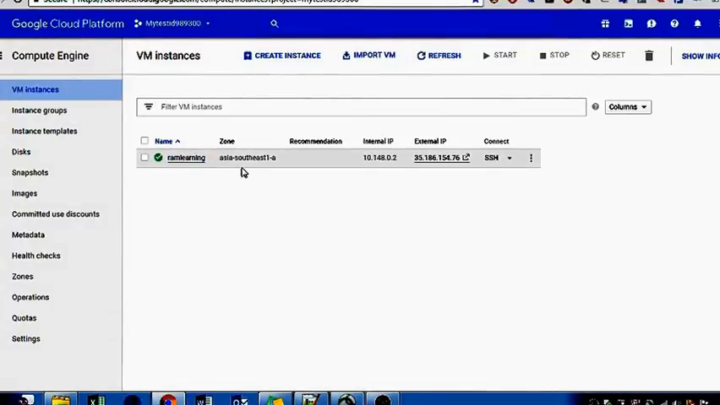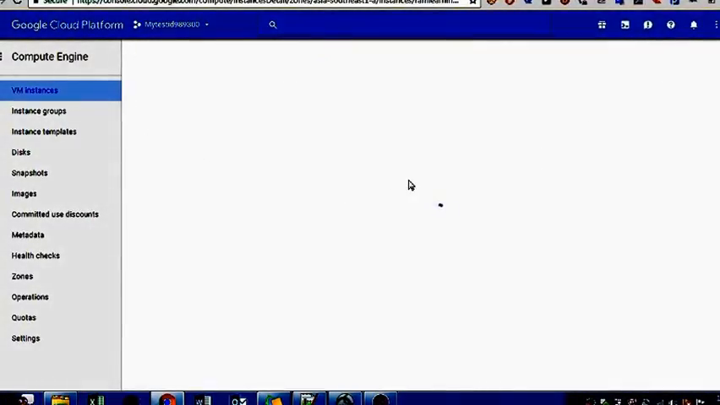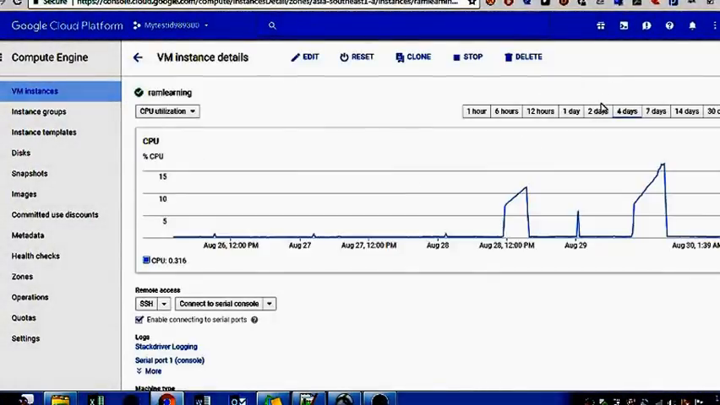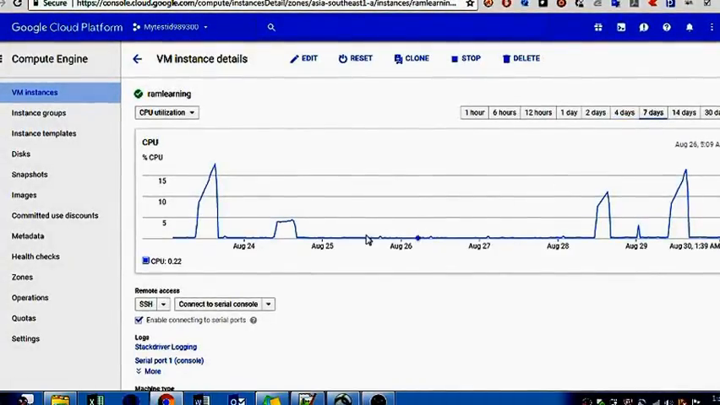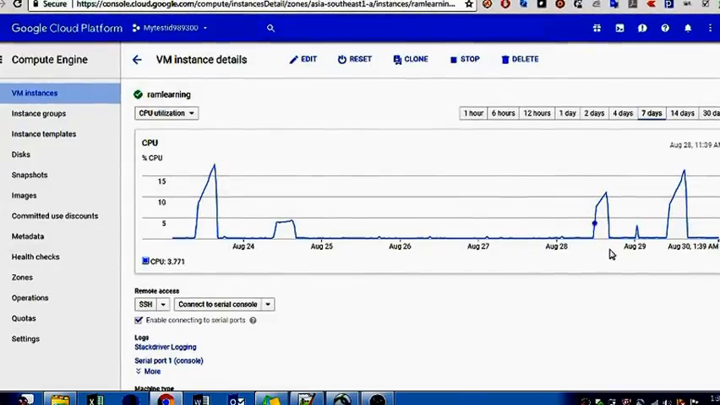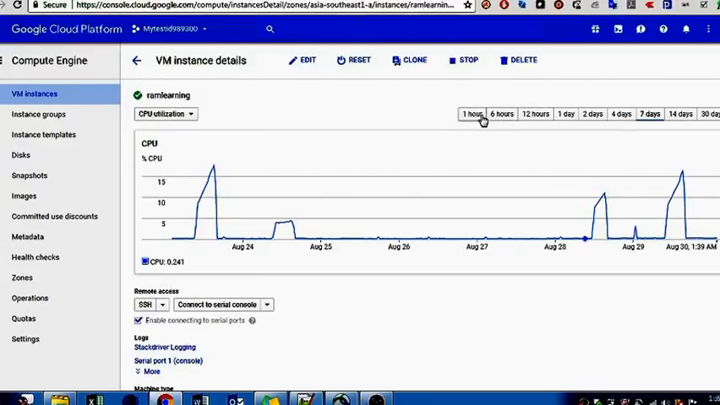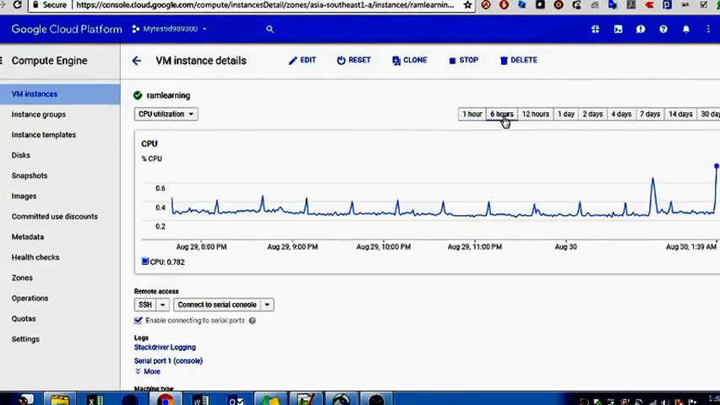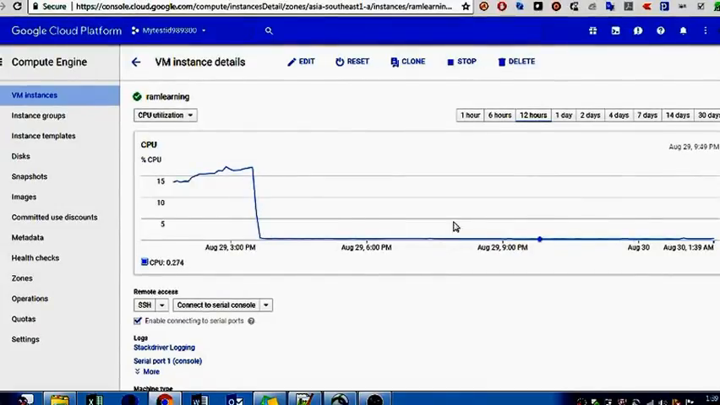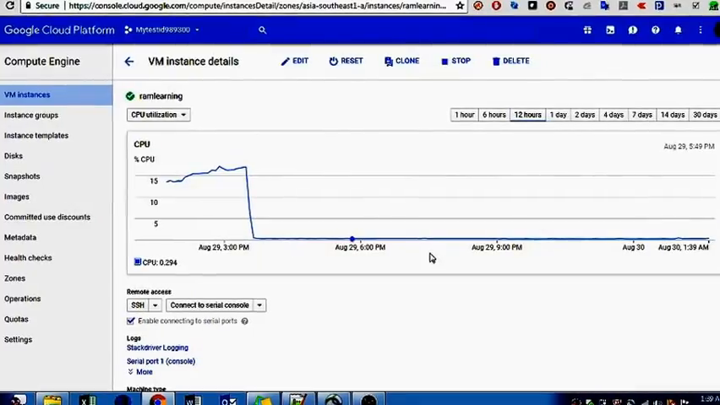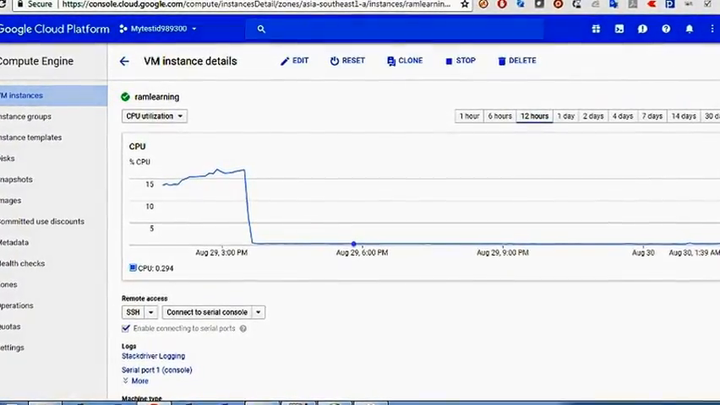Instance groups, VM instances. You can see over here, these are the instances where I bring these applications up during market hours, and then I close them. This is today's stats. The script runs until 3 o'clock, 3:30 p.m., and after that it sleeps, and then it wakes up again and runs automatically.